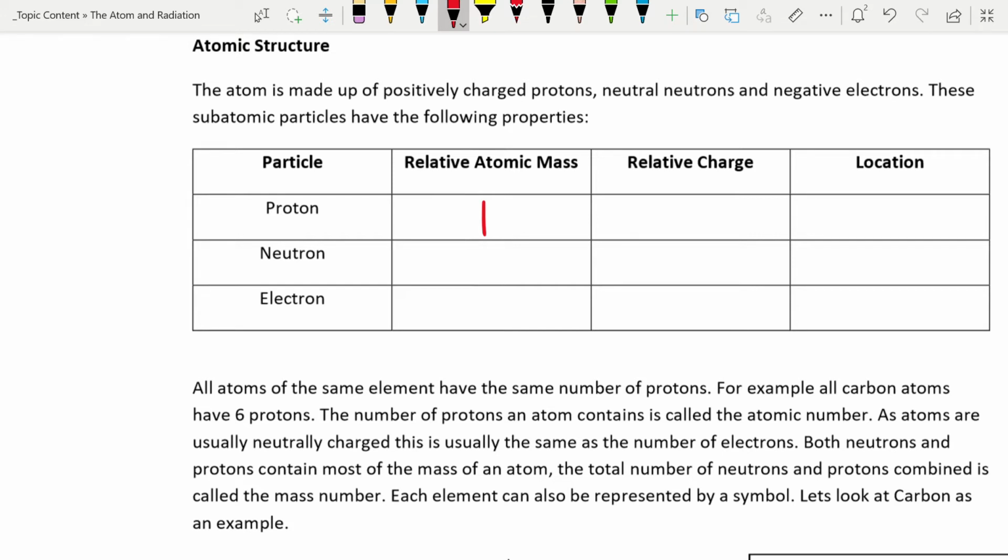So we call this method of measuring things relative atomic mass, and what we find out is the neutron has roughly the same mass as a proton, therefore we count it as being 1. Meanwhile the electron is much lighter, about 1/1840th of the mass of a proton.